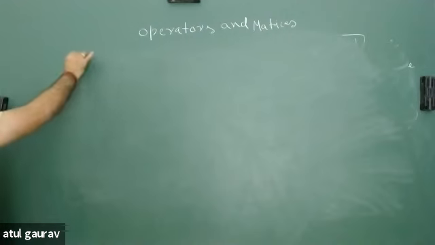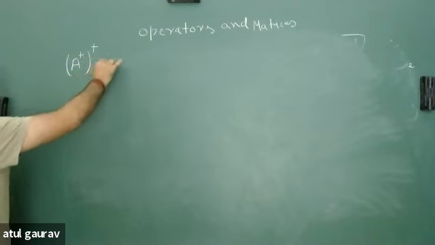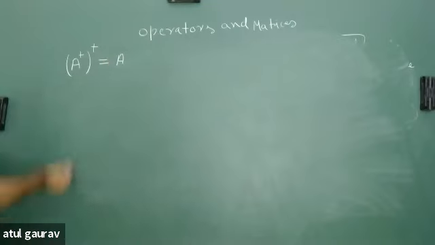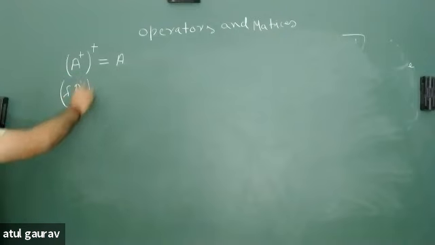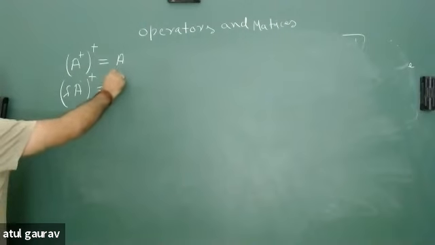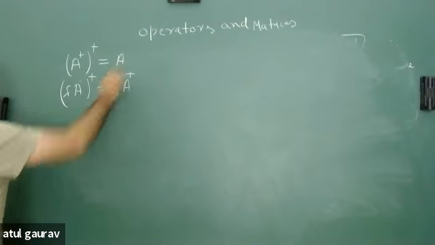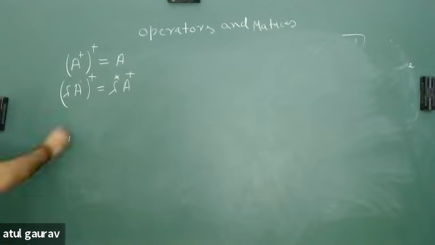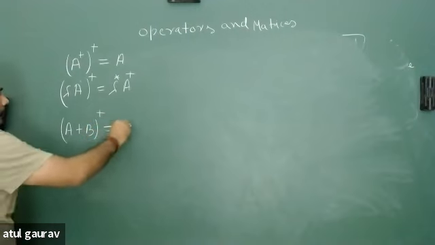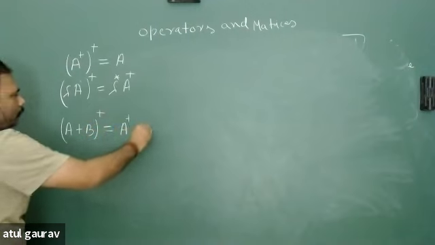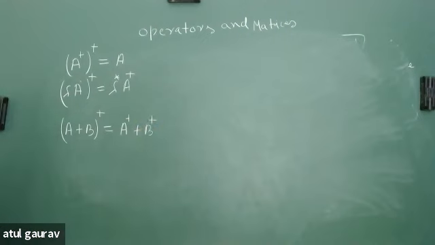So suppose we have A dagger, and we take the dagger. Suppose lambda is a scalar number, and you take the dagger of all this. You will get lambda star A dagger. Next, suppose you have A plus B, and you write the whole dagger. Then you can write A dagger plus B dagger.